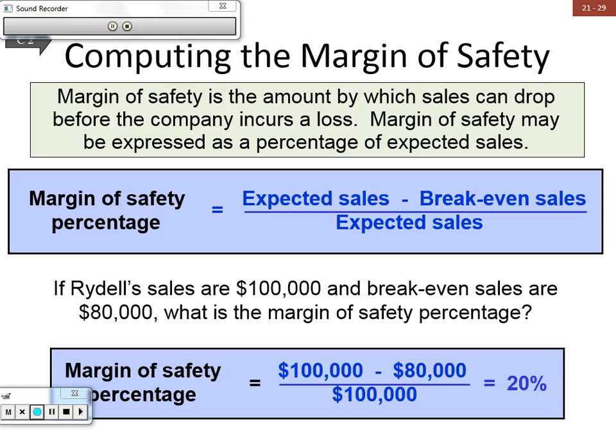But your comfort zone, or call it whatever you want, where you feel the most safe, is going to be your margin of safety. In other words, yes, I know I need to make 80, but to me, I'm only going to feel comfortable if we make 100,000. So here, 100,000 minus the 80,000 divided by the 100,000 means 20%.